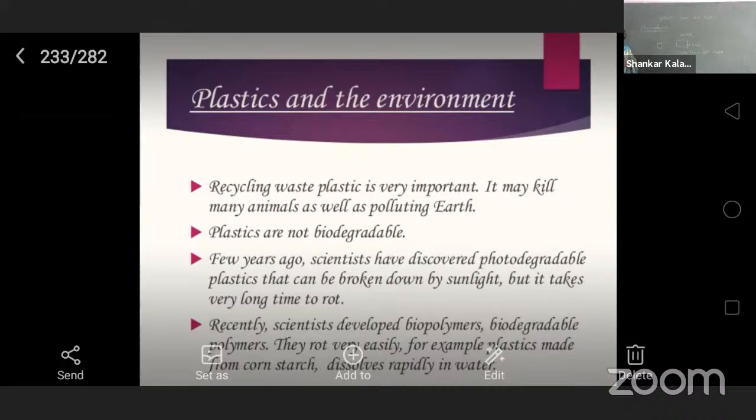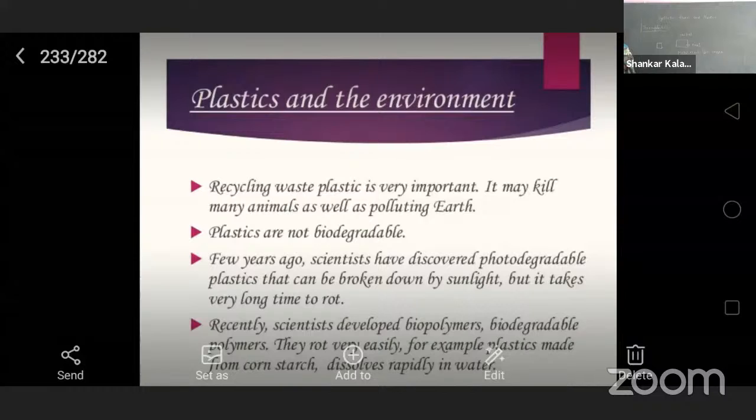Recycling waste plastics is very important. Plastics are very harmful to us. Most of the pollution is because of what? Using plastics only. Whatever we bring, after using the plastics, what do we do, students? We throw them outside, isn't it? We should not throw them, we should use them for other things. Recycling waste plastic is very important. It means we have to use it again and again, as much as possible.